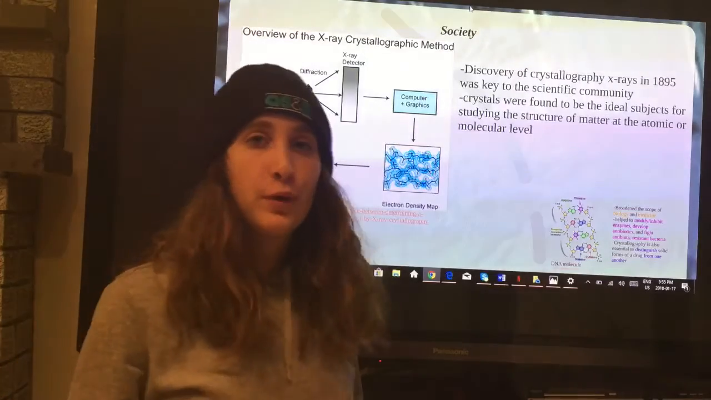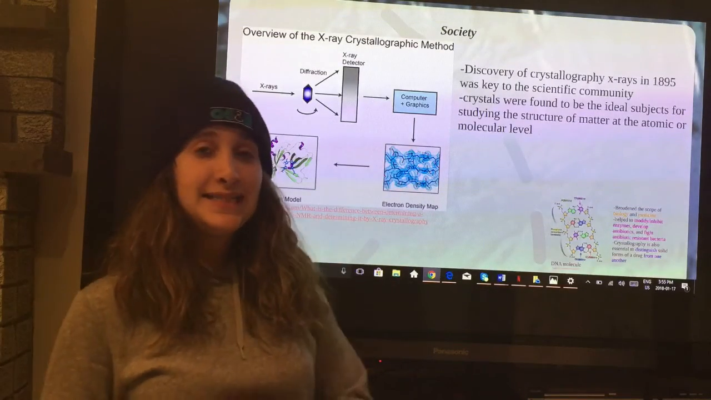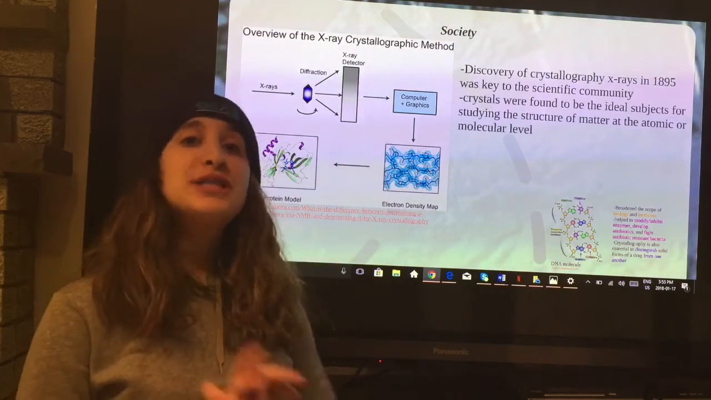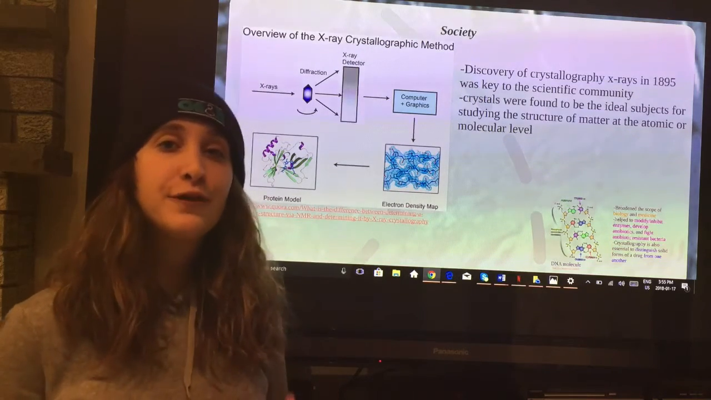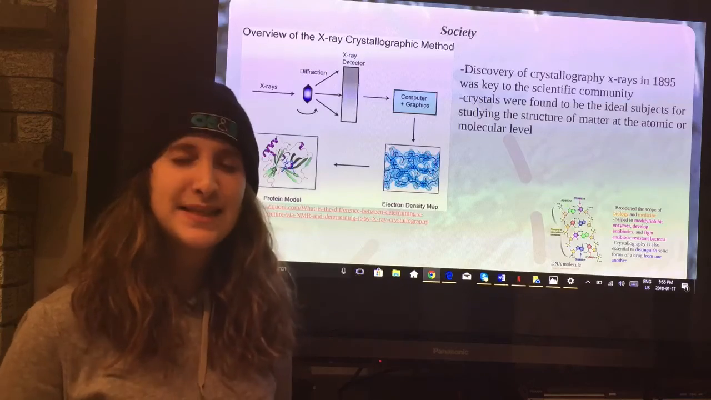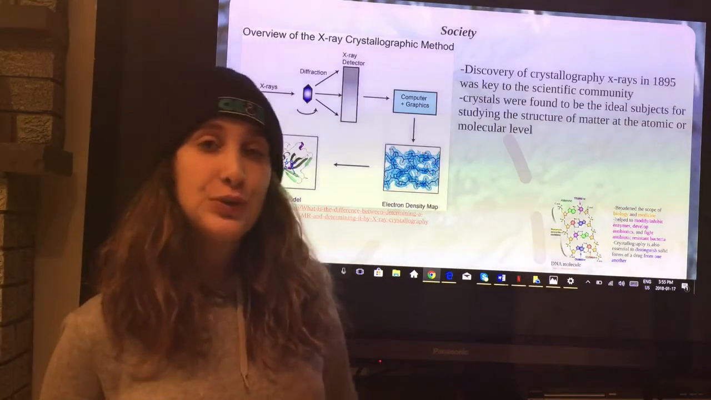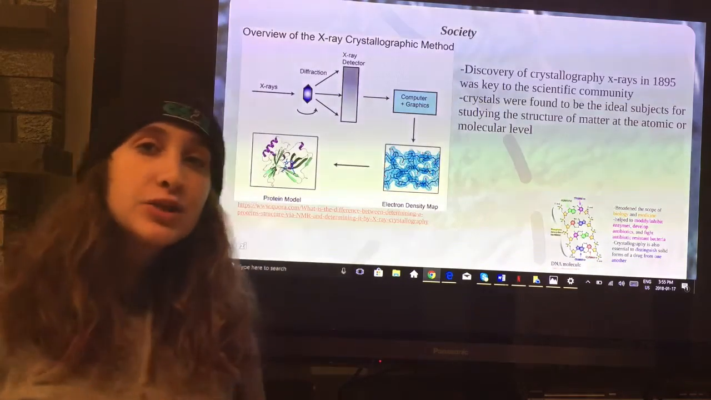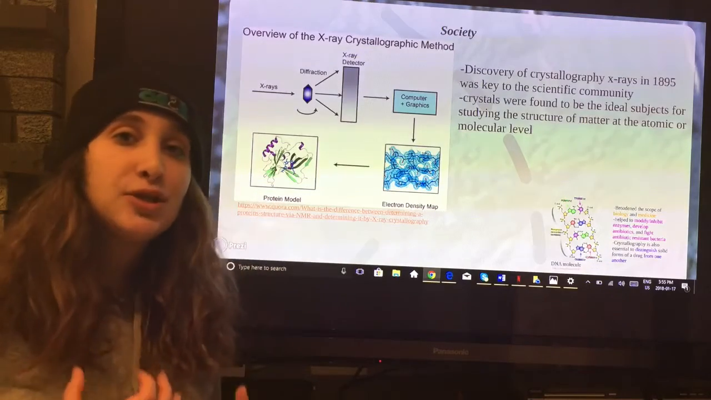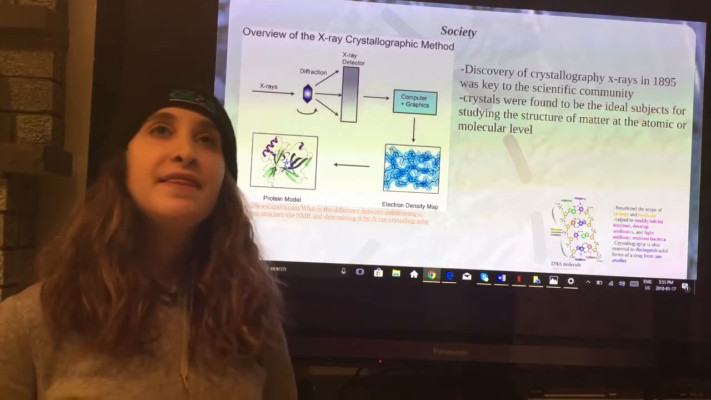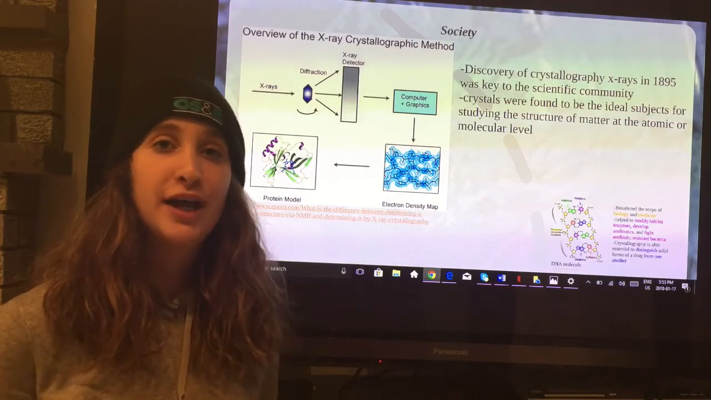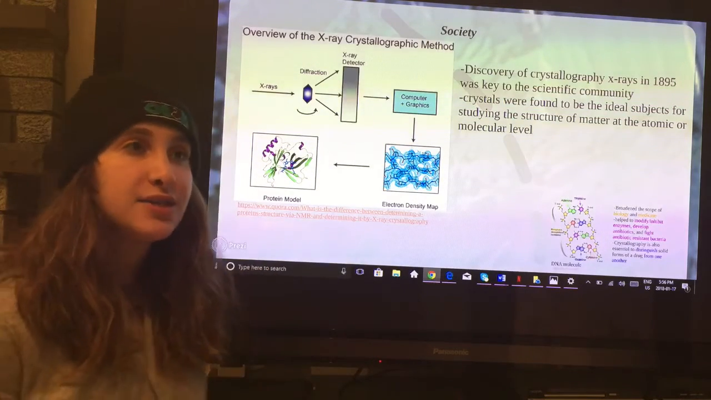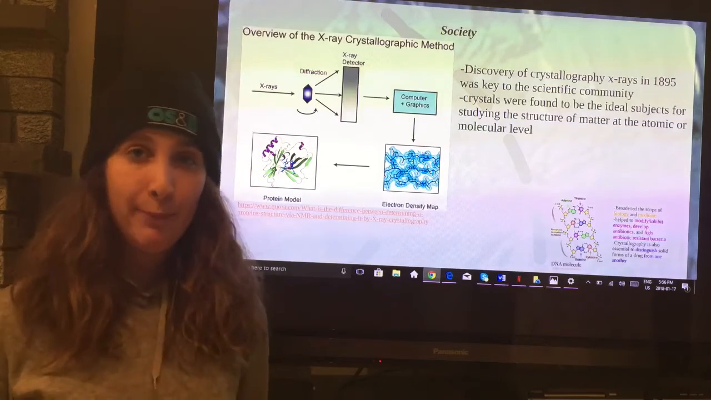So as I mentioned before, the discovery of the X-ray in 1895 made a huge significance to crystallography, and in turn this allowed for many different scientific advancements in society, which we even use today. So basically, crystals were found to be the ideal structure for studying the atomic and molecular arrangements of different matter in the universe. And this is because crystals were found to have 3 key components.